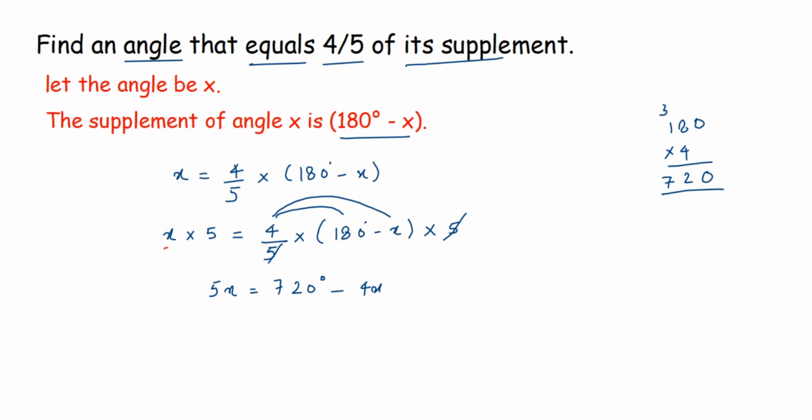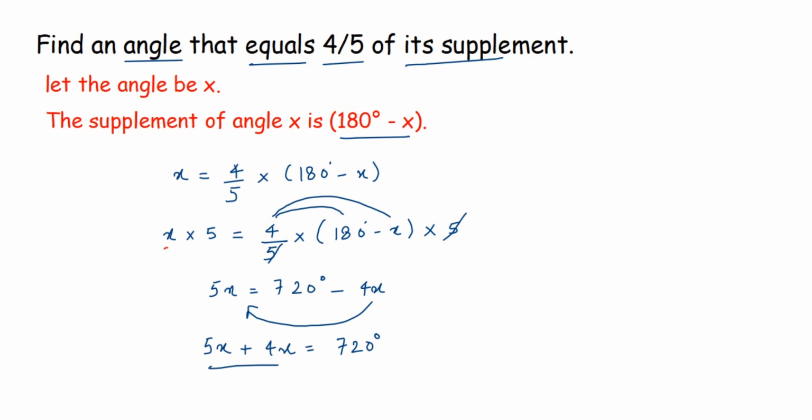Now bring all the variables to one side. Here I have 5x and here I have minus 4x. So I'll transpose this to the other side. In the transpose method, the signs change. This is minus 4x, and when you transpose, it will be plus 4x. So 5x plus 4x equals 720 degrees. When we add 5x and 4x, we get 9x. So 9x equals 720 degrees.